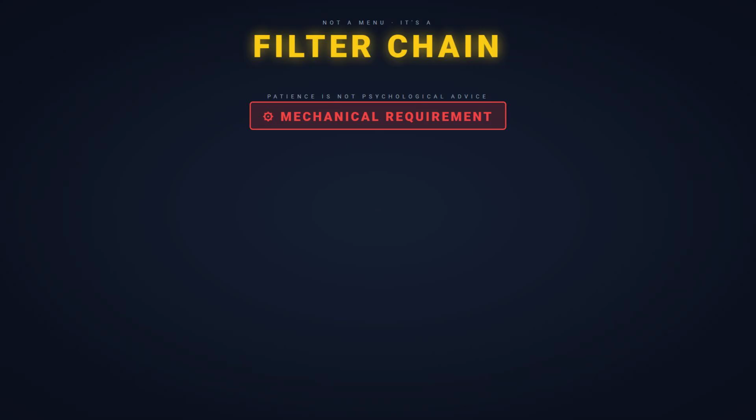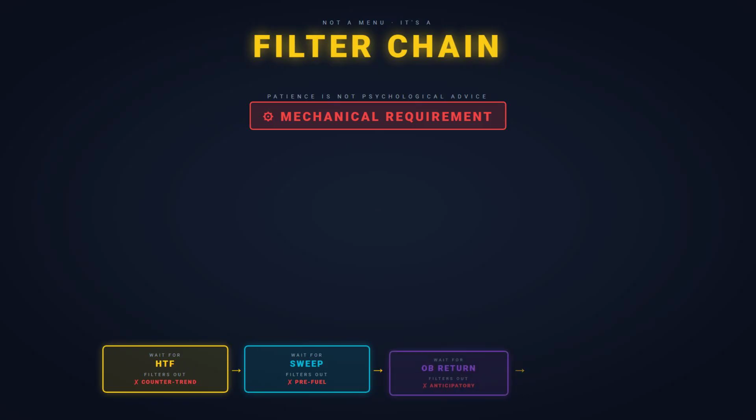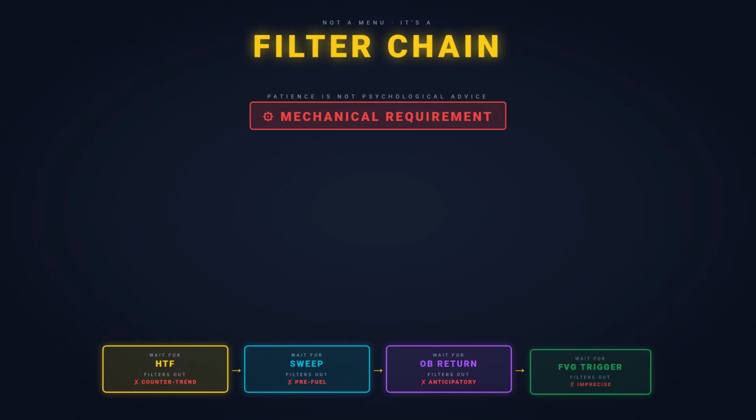Every link matters. The patience component of this protocol is not psychological advice, it is a mechanical requirement. Each step you wait for filters out an entire category of lower probability setup. Waiting for the HTF structural confirmation eliminates every counter trend setup. Waiting for the liquidity sweep eliminates every entry that happens before price has collected its fuel. Waiting for price to return to the OB eliminates every anticipatory entry placed at arbitrary levels. Waiting for the FVG trigger inside the OB eliminates every imprecise entry placed somewhere in a wide zone.